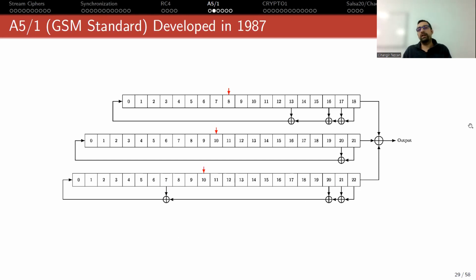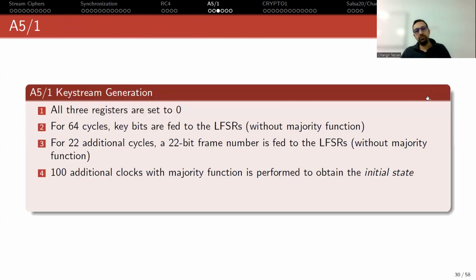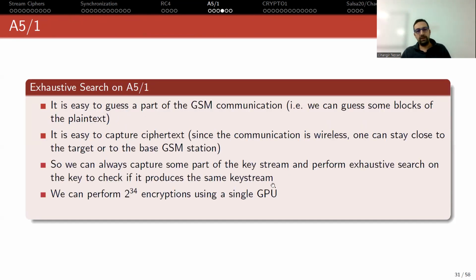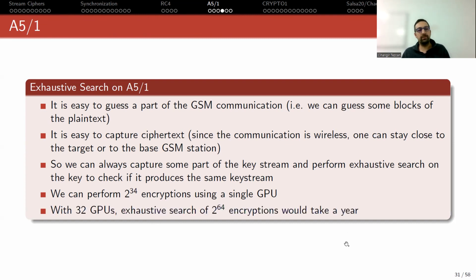You feed the key to here and check if it also produces the same key stream, right? Then you have to perform a brute force attack for every possible key, which is 2 to the 64. And, of course, the slide is old; with new GPUs, I would say that this is 2 to the 36 or 37, okay? We can perform many encryptions using a single GPU. So with 32 GPUs, an exhaustive search of 2 to the 64 currently will take a few months.